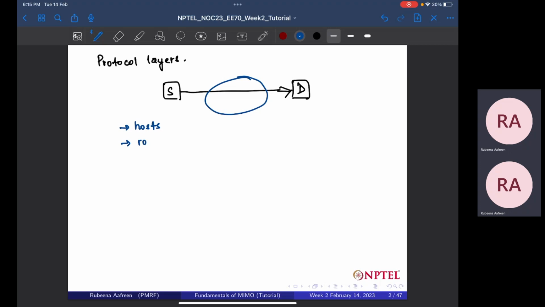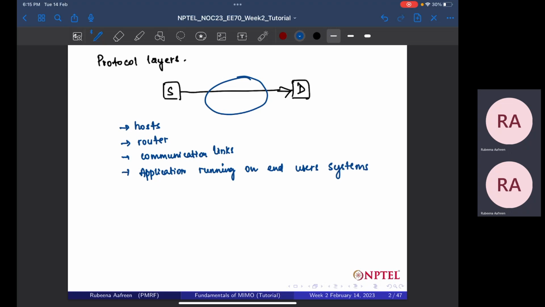host, router, communication links, then there would be applications that are running on the end user system. Then there would be the internet protocols and hardware and software on router devices. So all of these are in between the source and the destination. So what we need is that a proper structure should be there. So there is a need for proper structure.